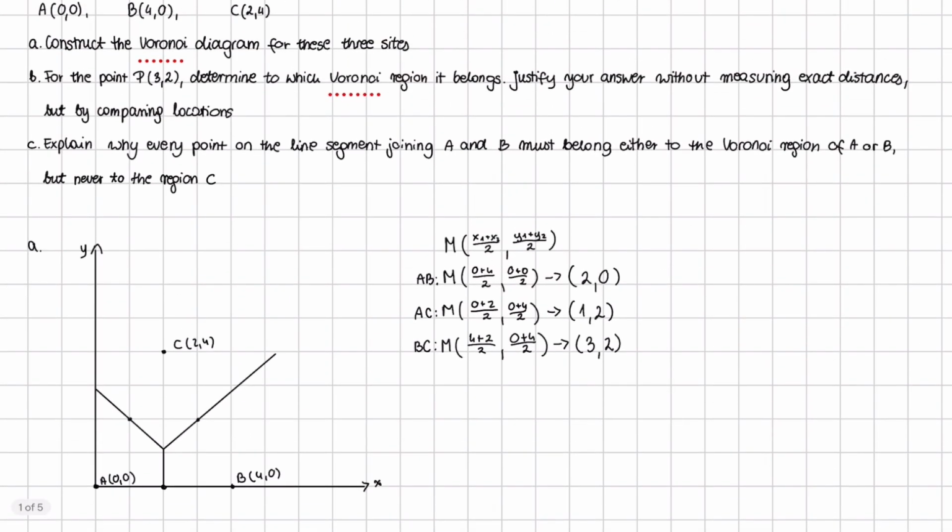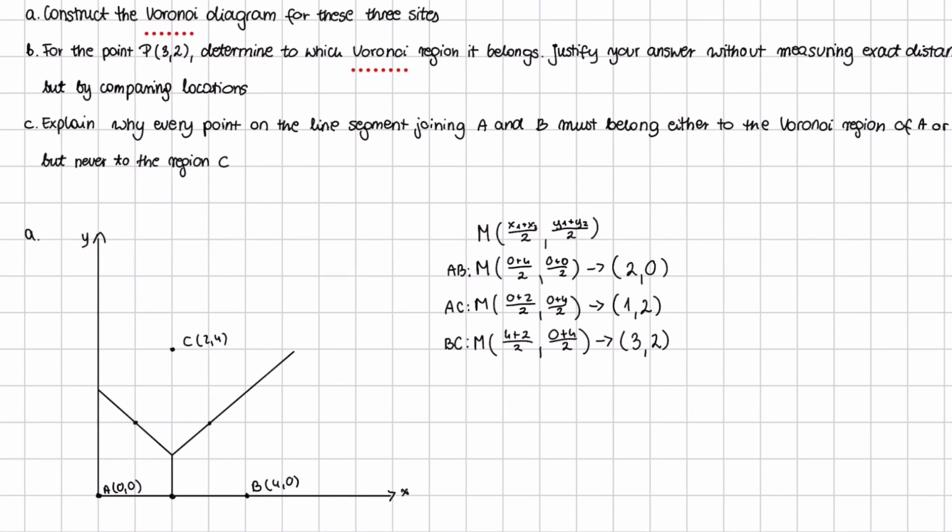B. For the point P, 3, 2, determine to which Voronoi region it belongs. Justify your answer without measuring exact distances, but by comparing locations. As you can observe, our point P with coordinates 3 and 2 is basically our midpoint BC. So it lies in here.